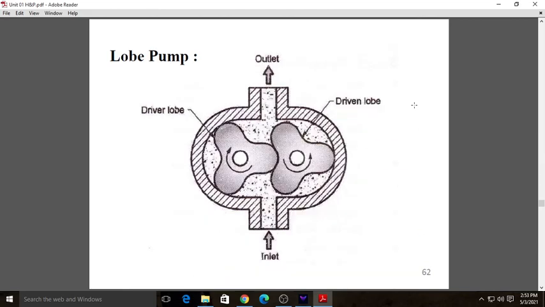Okay. Now the next type is the lobe pump. Here, in place of gears, only lobes are used, and the remaining working is the same.